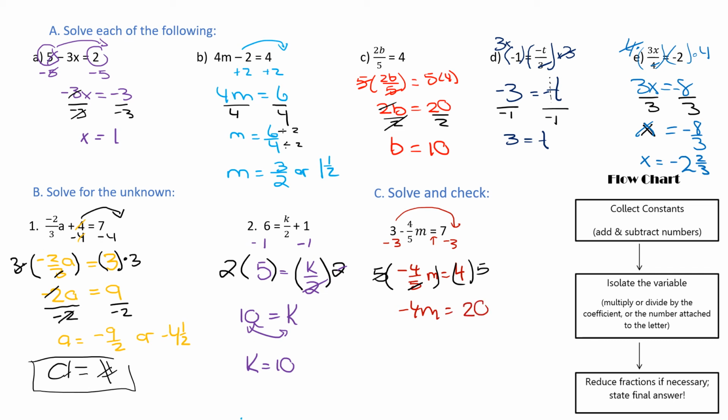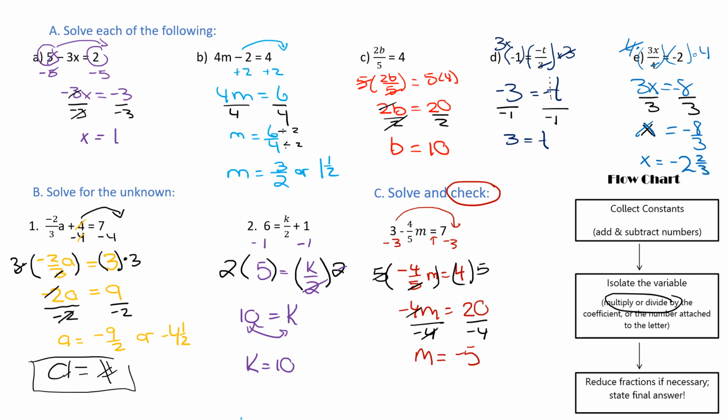And my last step is still step 2, isolate the variable, multiply or divide. I'm going to divide this time to break off that negative 4, since it's attached to the m. I have to divide by negative 4. That gives me m equals negative 5. So now we're going to check.